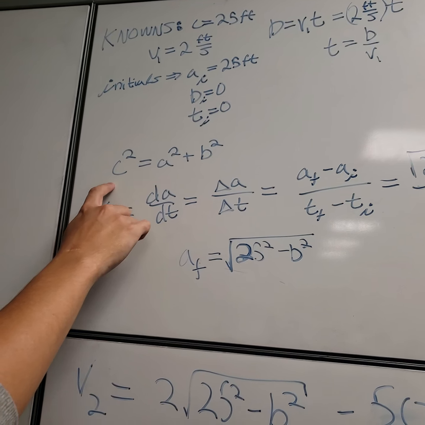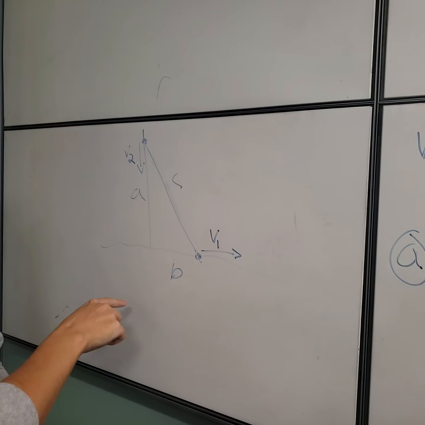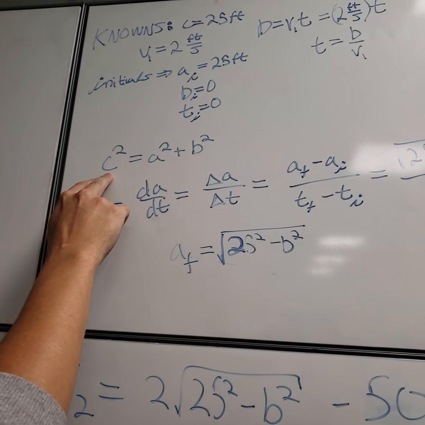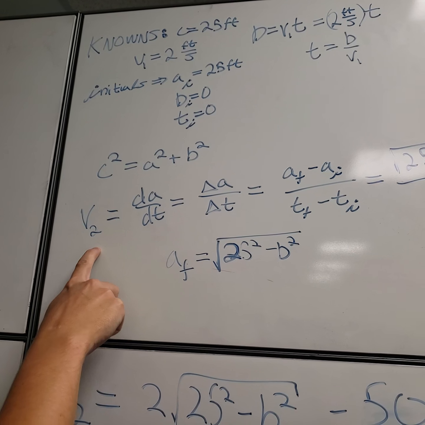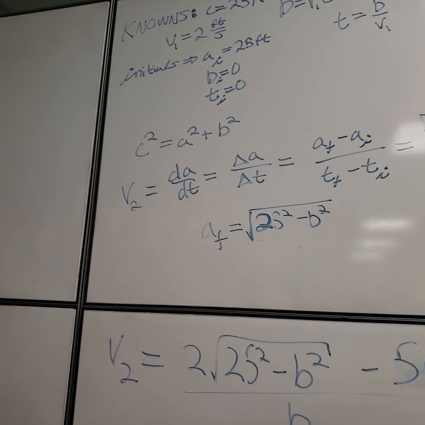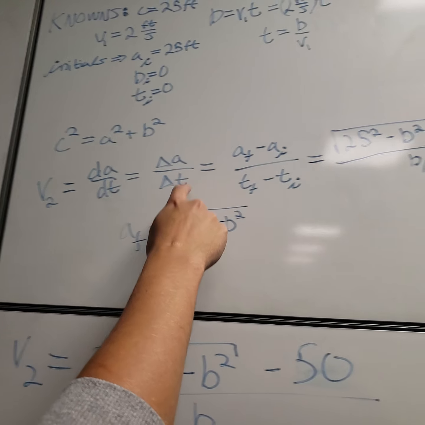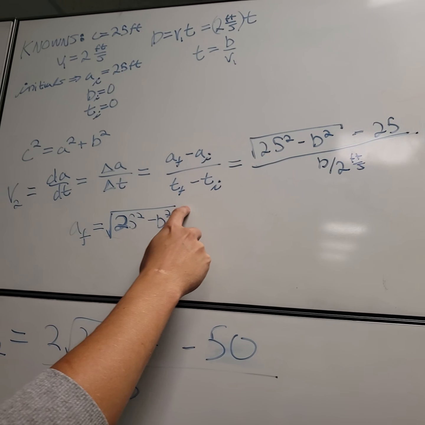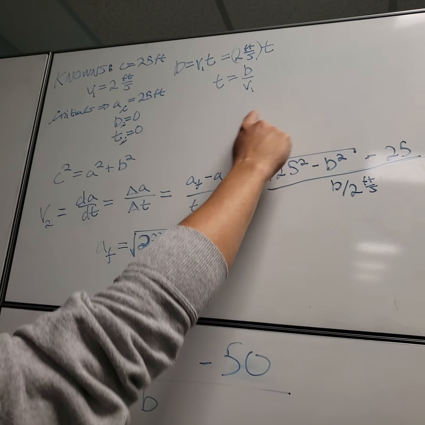Now, we also know the Pythagorean theorem holds true because it's a right triangle, as shown in the picture. So we say C squared equals A squared plus B squared. Now we know V2, which is the velocity that the ladder is being pushed down, is delta A over delta T, or A final minus A initial over T final minus T initial.